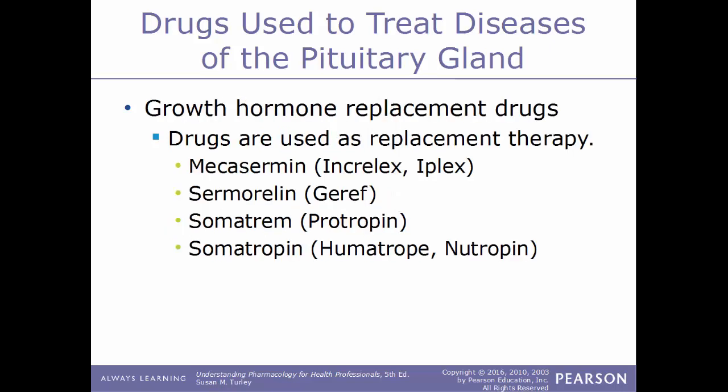There's a need for actually replacing growth hormone. There are growth hormone replacement drugs that are available. Some examples of this category of drugs would be mecasermin, sold under the names Iplex or Increlex; sermorelin, also known by the name Geref; somatrem, also known by the name Protropin; somatropin, also known by the names Humatrope or Nutropin.